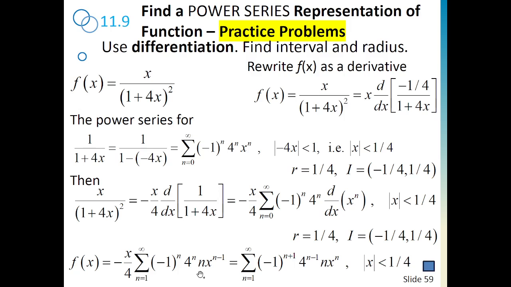Nothing special here. At the end, we multiply by x inside, because x doesn't depend on n, so we can multiply each term. That means the power of x will be x^(n-1) times x, so x^(n-1+1), so x to the power n. This way it just looks nicer. It's better to write it this way.